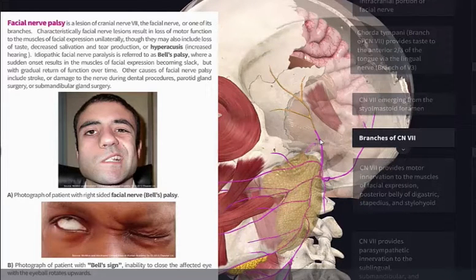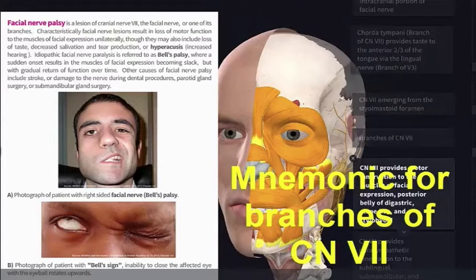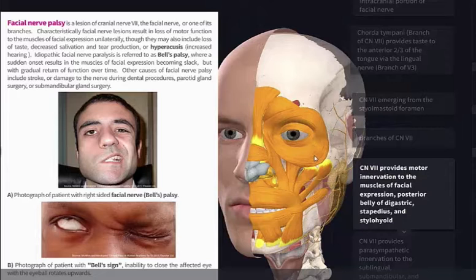Remember, here's the mnemonic: 10 zebras bit my cheek. So 10 zebras bit my cheek stands for temporal, zygomatic, buccal branches, marginal mandibular branches, most likely these here, and cervical branches, they mainly go to the platysma. Okay? So the facial nerve will provide motor innervation to the muscles of facial expression.